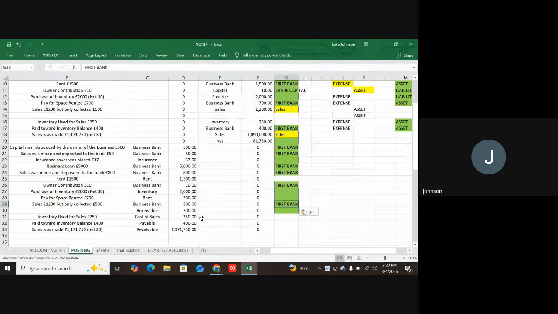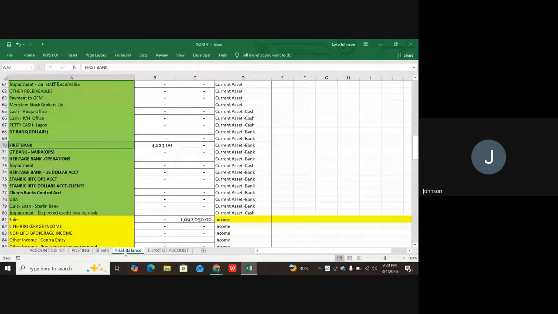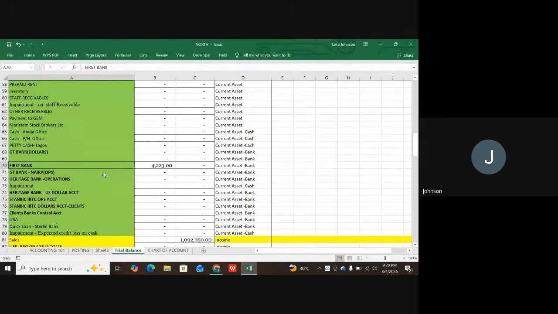Now, is it making sense to us? Yeah, so let's save. Let's go and check what our bank is. We come over here and we check our bank now. Our bank now, we have 4,223. Obviously, our bank is actually an asset, so obviously, it's going to have a debit entry. So it's making sense to us. Our bank, we have this amount. Let's come back to our posting.